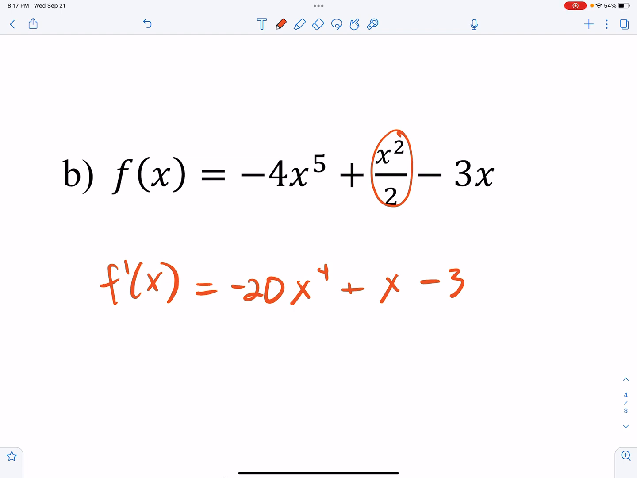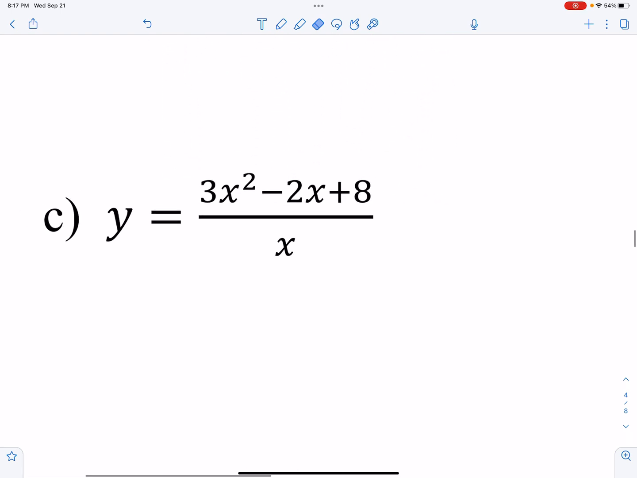Another perspective, there's the perspective of thinking of that as an exponent of 1 and then subtracting 1 from the exponent, x to the 0th power would be 1. But there's also, this is just a linear term, and the slope of the tangent line at any point on a line would be whatever the slope of that line is. And if you're looking at negative 3x, that slope would be negative 3.